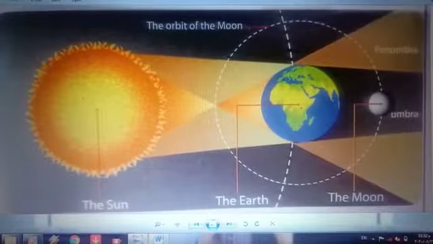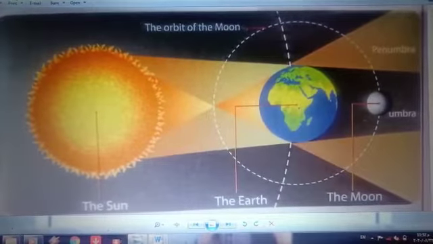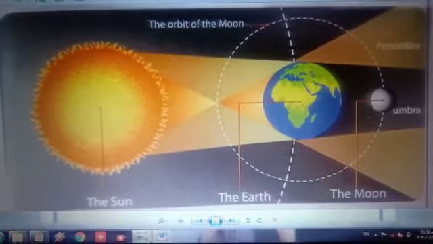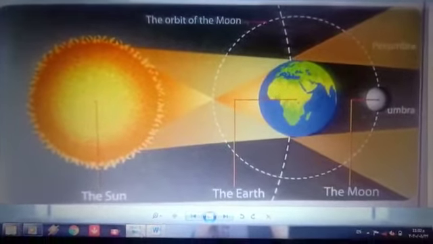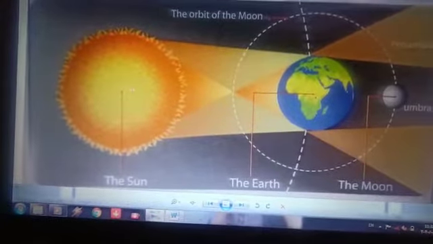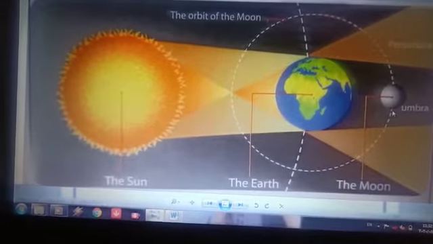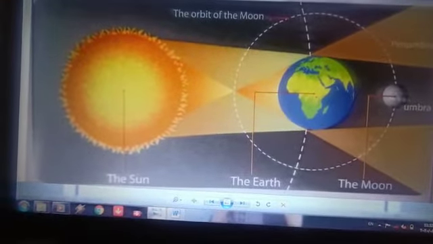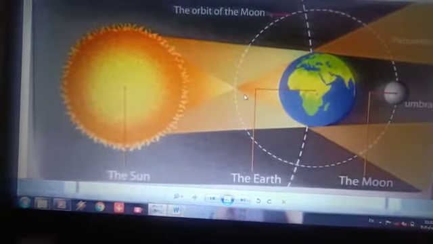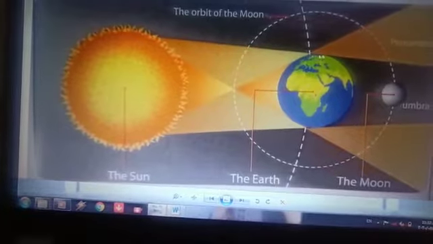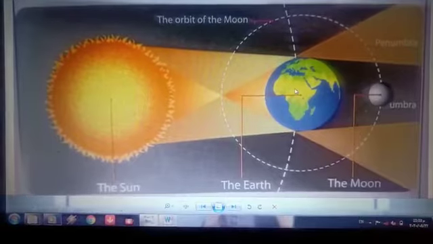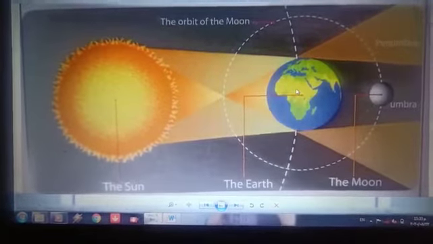Let's complete our lesson and we will speak about lunar eclipse. It's called lunar because of the moon. If you remember, the solar eclipse happened when sun and earth and the moon are in a straight line. Here is the same, but the moon is not in the middle. Earth is in the middle. So the difference between solar eclipse and lunar eclipse is the position of the earth and the position of the moon.